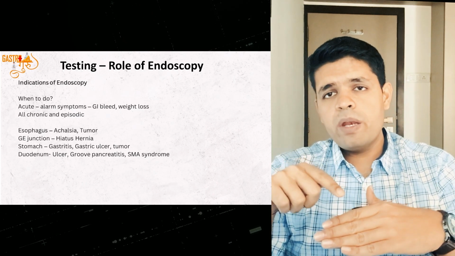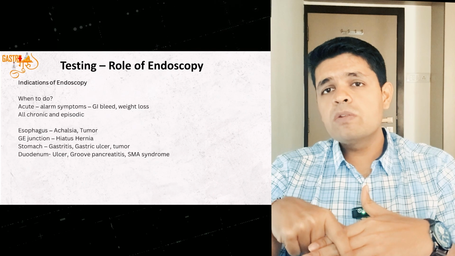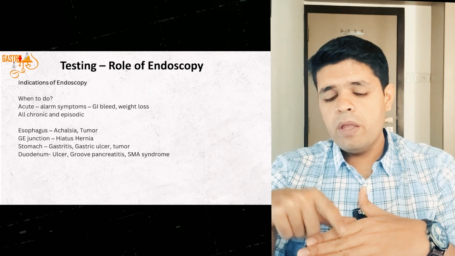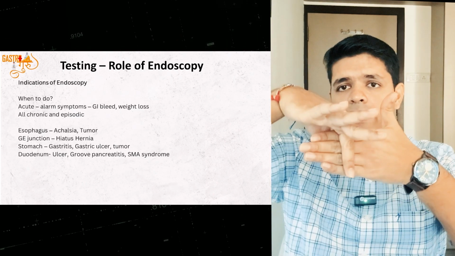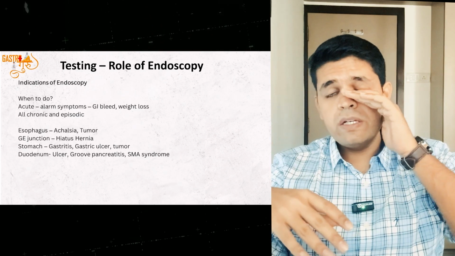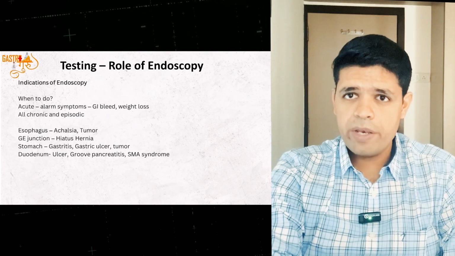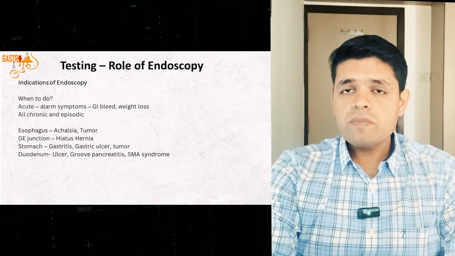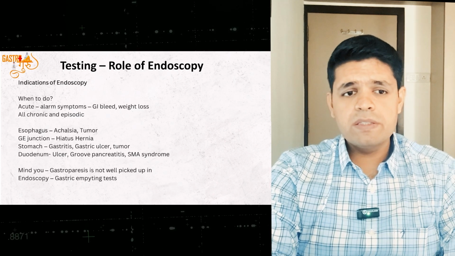When the superior mesenteric artery is traversing through the third part of the duodenum, because of any reason, if the angle is getting narrowed, it will compress the duodenum like this, and it will result in an SMA syndrome. It is not very common, but we do see such cases.